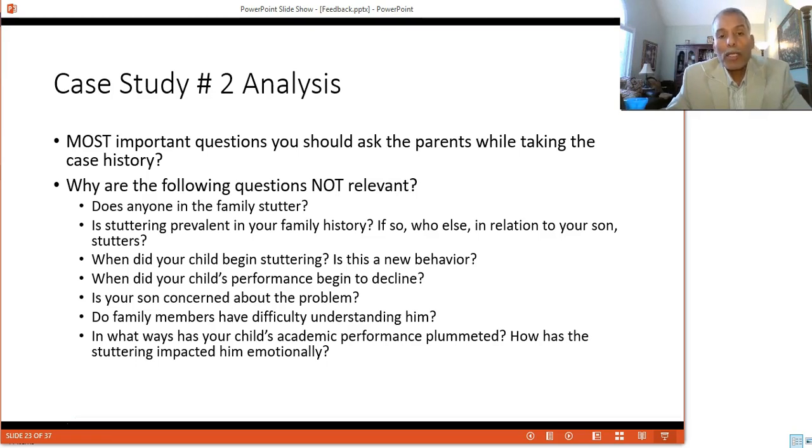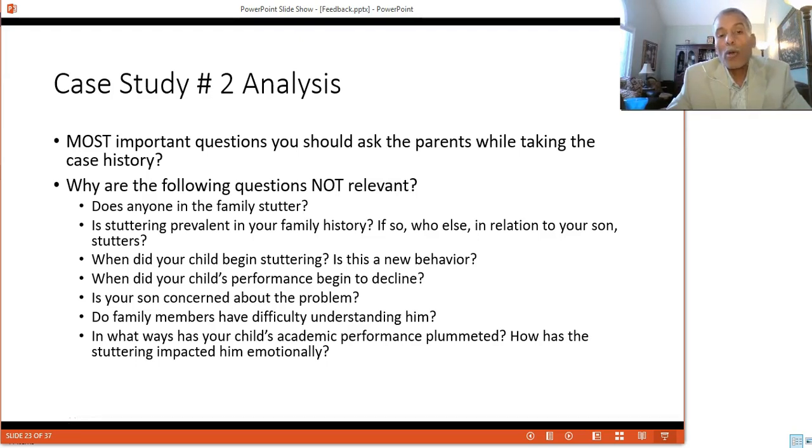When did your child begin stuttering? The question already has the answer: 10 days ago. Is this a new behavior? Again, there's no point in asking this question. Otherwise, if you do, they will really think that you do not listen to them. When did your child's performance begin to decline? 10 days ago, as they stated.